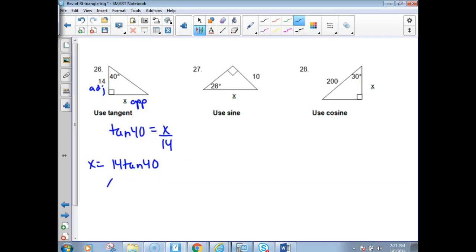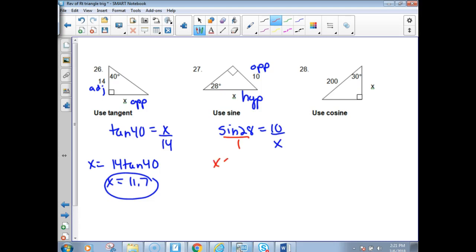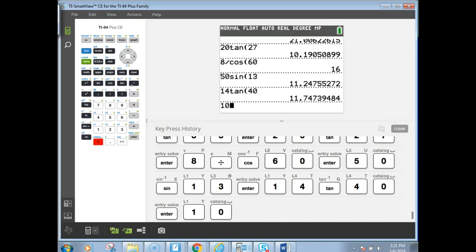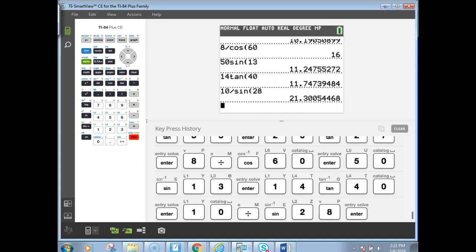11.7. And 27 is the sine, so the sine of 28, that's because the leg opposite is given and the hypotenuse we're trying to find. So that would be 10 over x. So x times the sine of 28 equals 10. You've got to remember that now you have to divide. 10 divided by sine 28. 35.3.